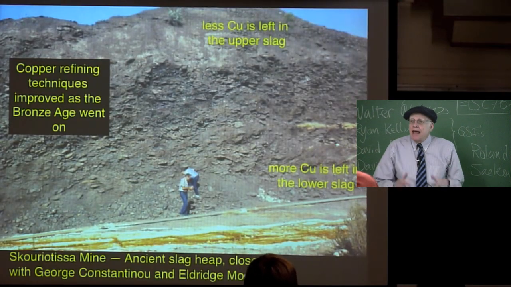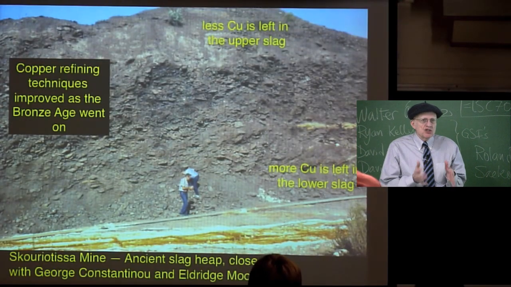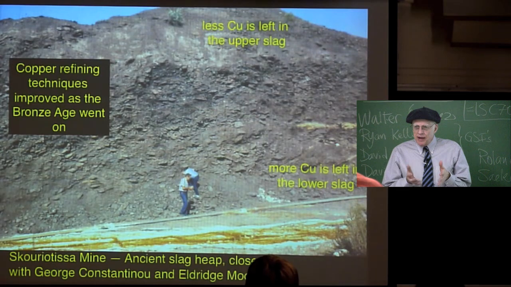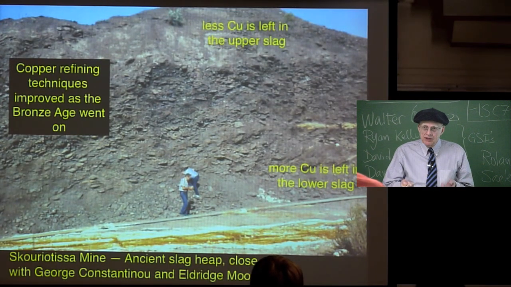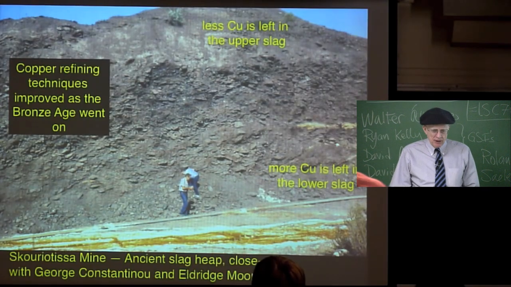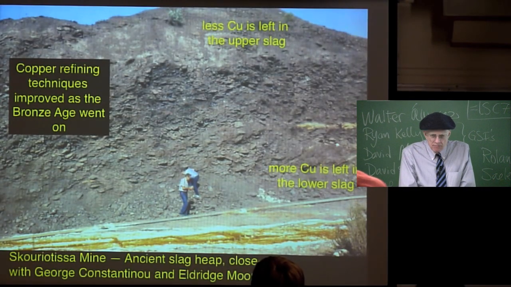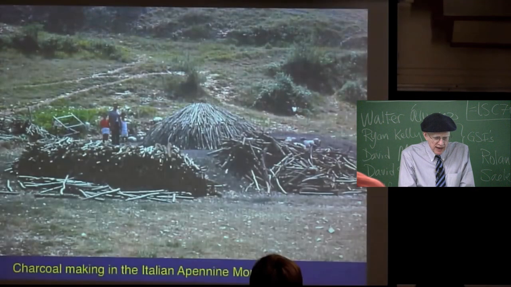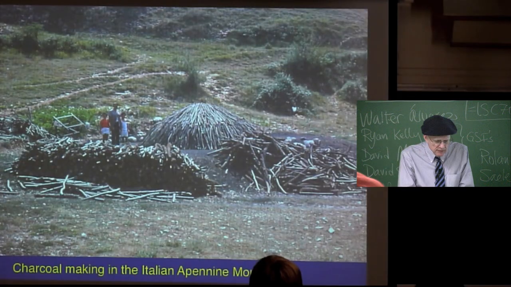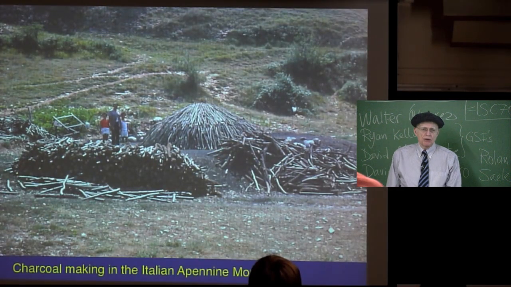So anyway, they were getting better at extracting the copper because they could heat it hotter and hotter, partly because of the way they built their furnaces and partly from making better charcoal and hotter fires. But the key thing is that in order to get the copper out, you have to have a hot fire. Clearly they were using charcoal.